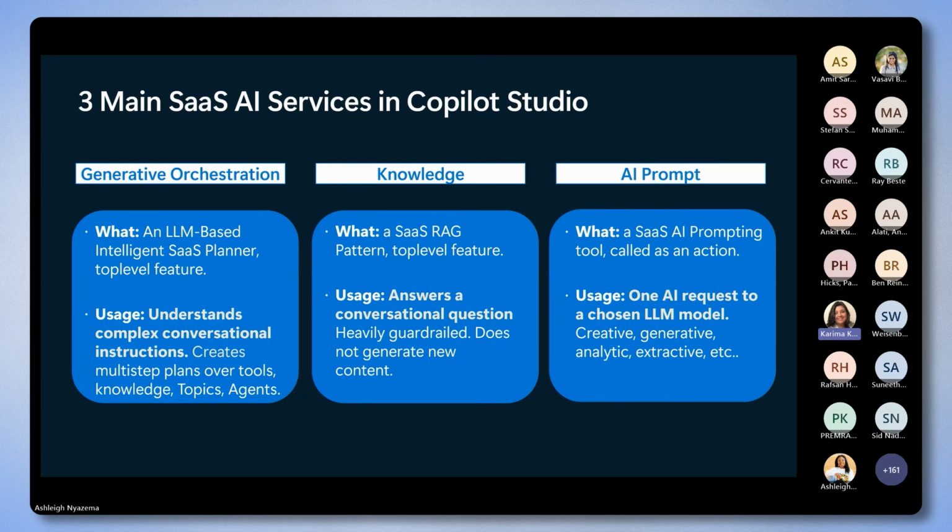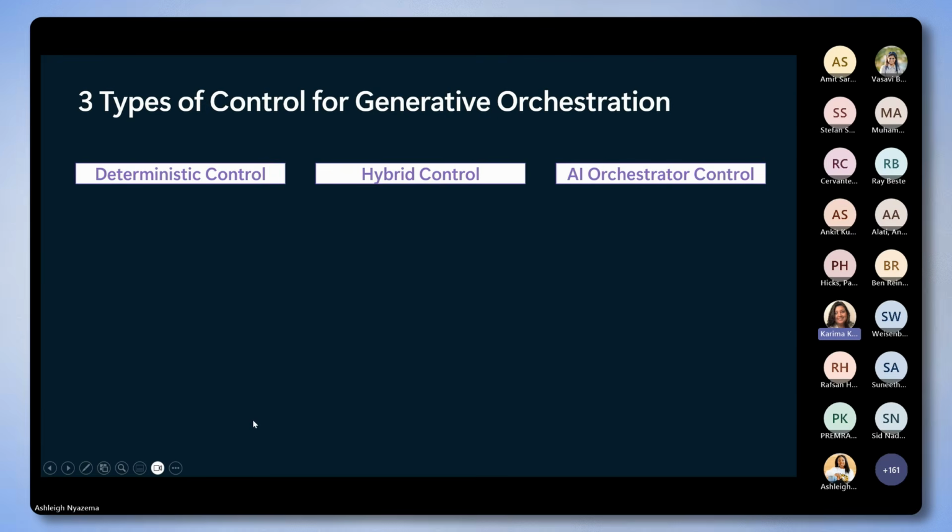So now you have this range of AI tools, and it's really important to understand that these are really distinct AI services. They all serve a function, and they need to be harnessed together. All right, so now let's zoom in to the generative orchestration service. Go ahead and click.